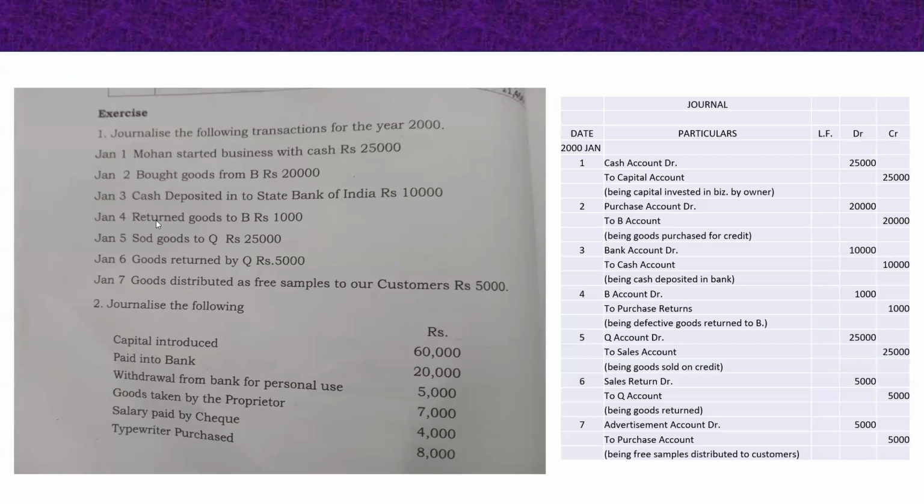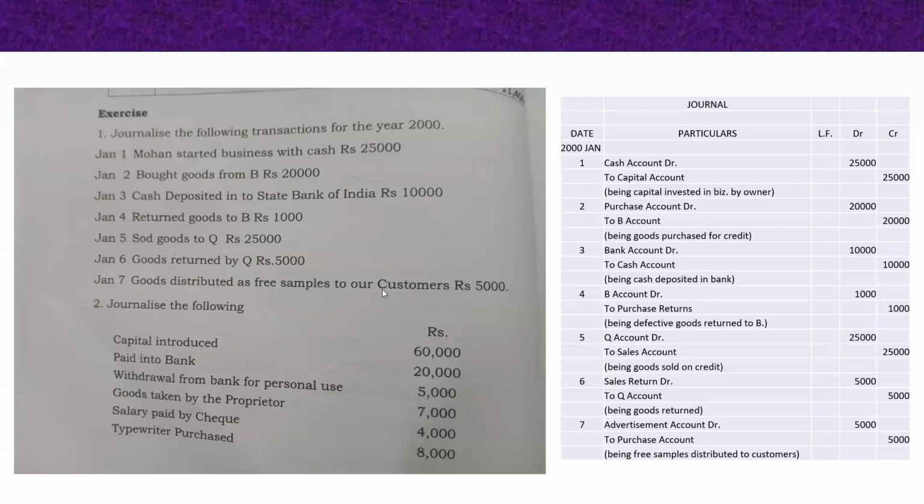And then returned goods to B 1,000 rupees. So we have returned goods, a purchase return, from the company side. Here the receiver is the B account. So we have returned it to B. B is the receiver, who is a debtor here, and to purchase returns account, creditor, 1,000 rupees. So you have to keep the narration very simple and very clear, stating why the transaction is being done.